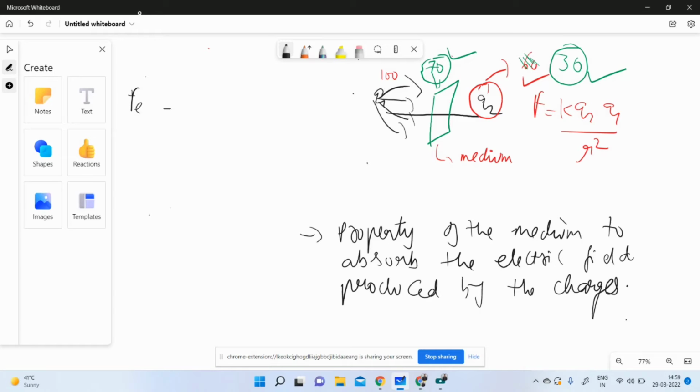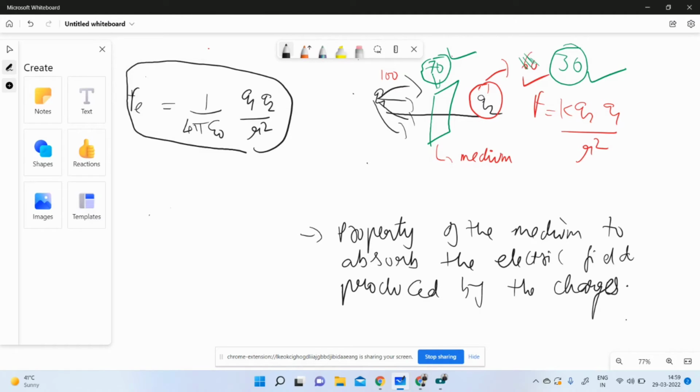So force between two charges is equal to, instead of K, I'll write it as 1 by 4 pi epsilon naught, Q1 Q2 by R square. This is finally the force acting between two stationary point charges. And epsilon naught has the value 8.854 into 10 raised to minus 12. Clear, students? This is the value of epsilon naught.